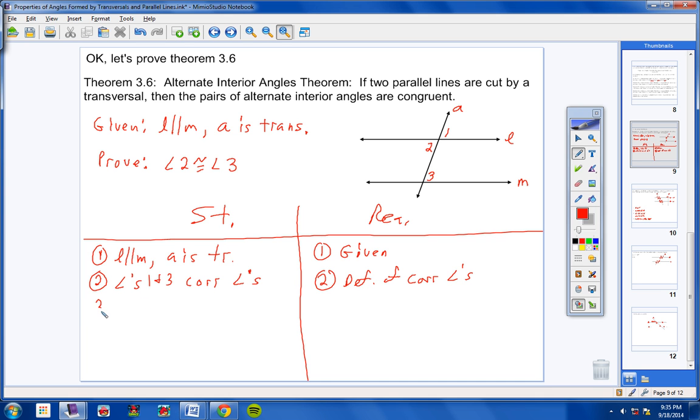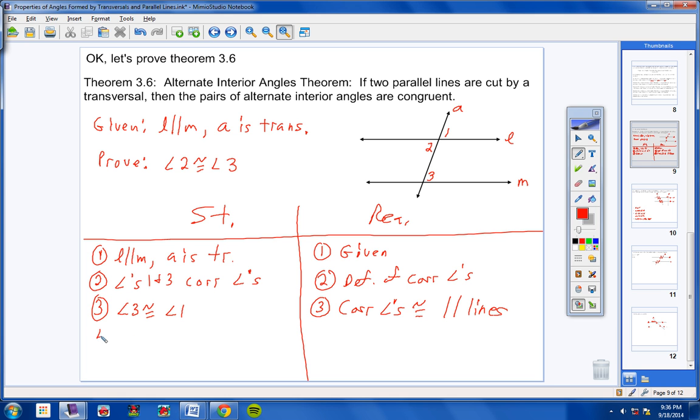And then I'm going to state that angle 3 is congruent to angle 1, and the reason would be postulate 15. I like to put this instead: corresponding angles congruent of parallel lines. Now you can put postulate 15, that's fine, but I'm going to put corresponding angles are congruent, parallel lines. Okay, all right, moving on.